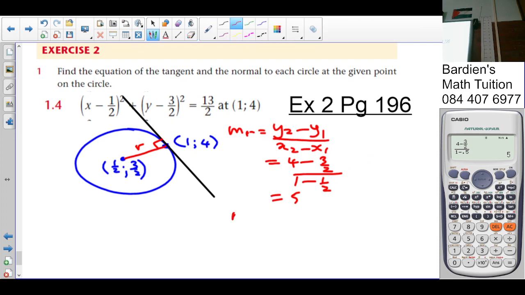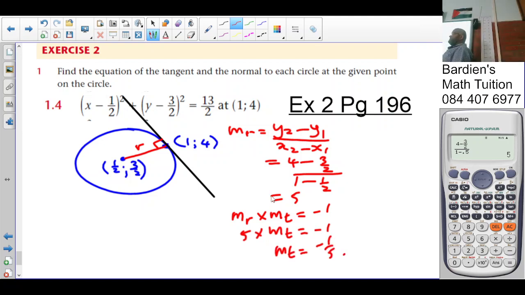So the gradient of the radius times the gradient of the tangent, this is small m, is equal to -1. So what's the gradient of the radius? 5. Times the gradient of the tangent is equal to -1, so the gradient of the tangent is equal to -1/5. We can now conclude therefore y is equal to -1/5 x plus c. So that's the gradient of this line going through here.